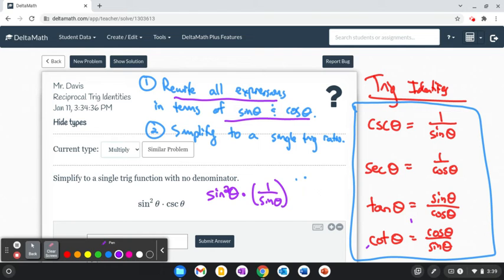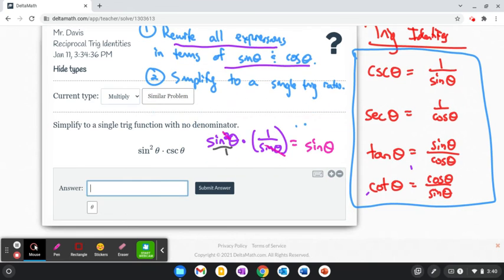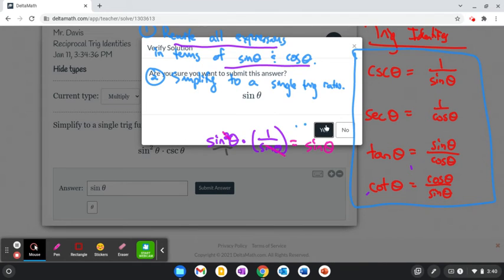All right, now what you'll notice is we're going to get some good cancellation here. The sine squared theta would be the same thing as writing it over 1, right? And these are diagonal from each other, so this will cancel with one of these, and we're left with just sine of theta. So that's going to be our answer. We got sine of theta. That is a single trig function with no denominator, so we're just going to type in sine and press the little theta button, and there we go.